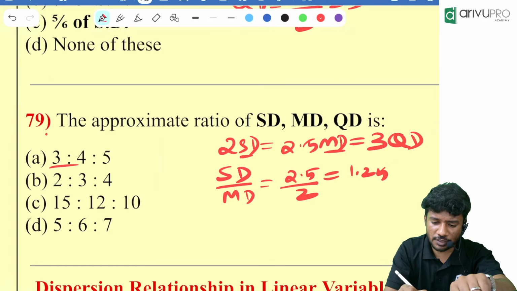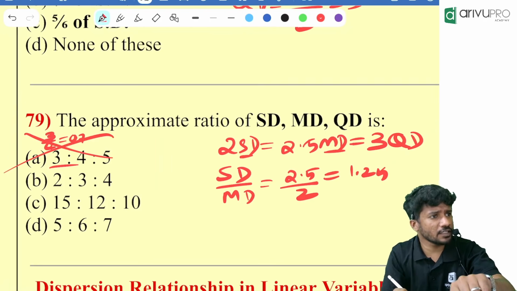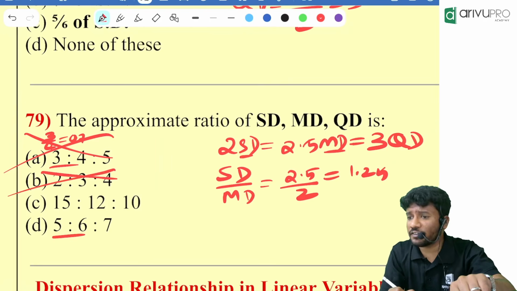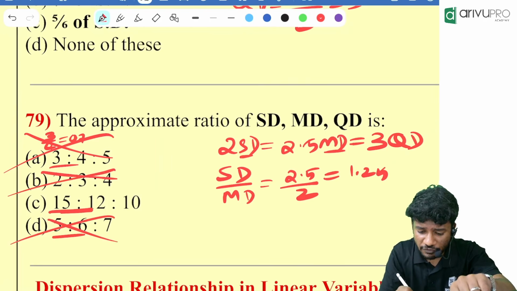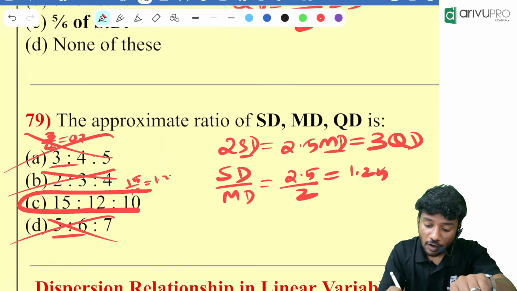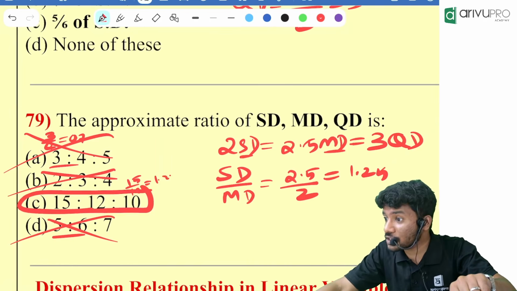3 by 4 is how much? 0.75. Is it equal to 1.25? Wrong. 2 by 3 is how much? Is it equal to 1.25? Wrong. Then 6 by 5, 5 by 6 is how much? Is it equal to 1.25? Wrong. People, 15 by 12 is how much? 1.25. So which option is the answer? Option C is the answer. Understood the method? Very, very easy.